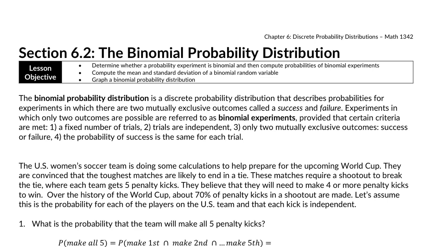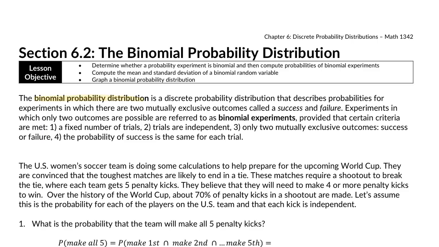Last class we talked about a discrete random variable x, and we talked about the ways to find the mean and standard deviation for that variable. Today we're going to go a little bit further into this idea of a discrete random variable, into a very particular type called a binomial probability distribution.